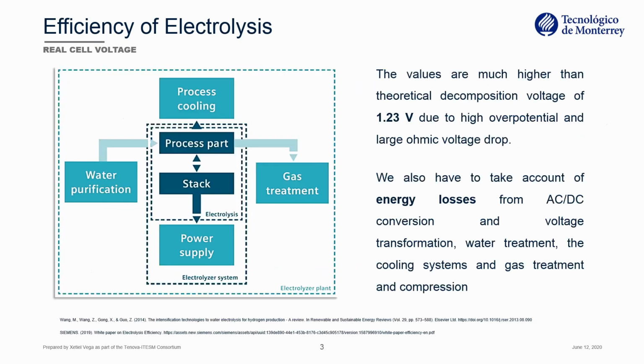Then we use the Nernst equations and calculate the stoichiometric amount of hydrogen produced at these ideal conditions. However, in reality, no gas evolution reaction occurs until we reach 1.65 or 1.7 volts. Practical cell voltages of water electrolysis in industrial cells are about 1.8 up to 2.6 volts. The values are much higher than theoretical decomposition voltage of 1.23 volts due to high overpotential and large ohmic voltage drop. Also, it depends on the distance between cathodes, the current density, and temperature of the system.